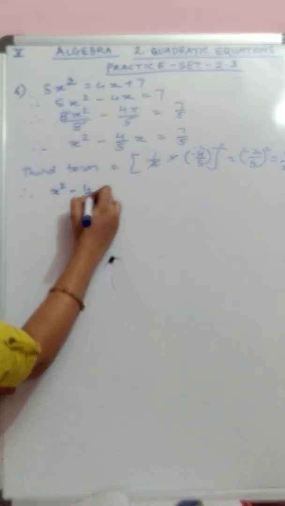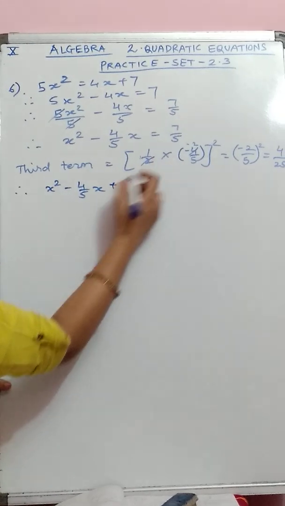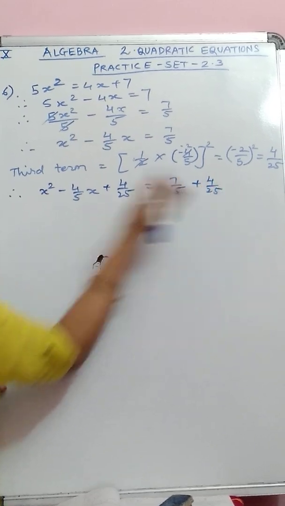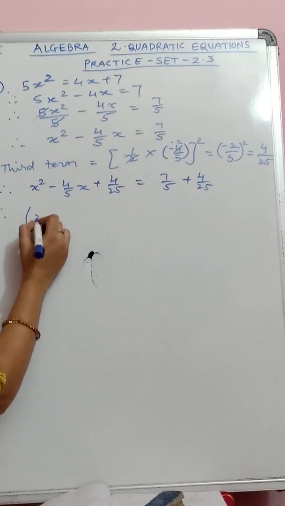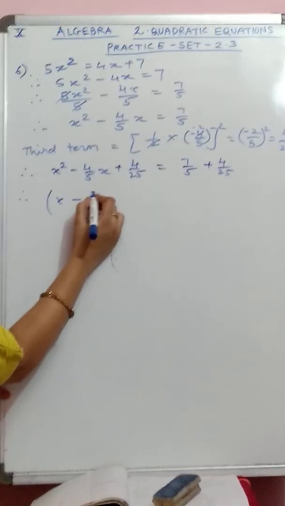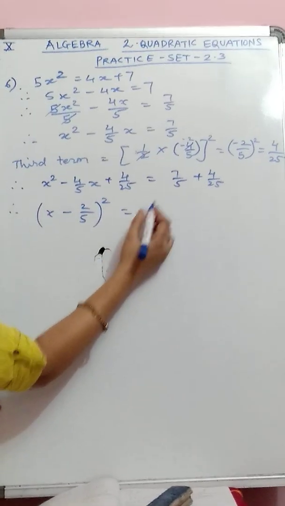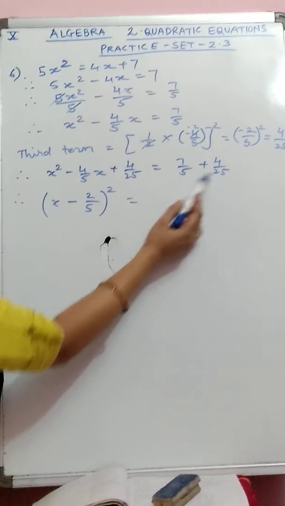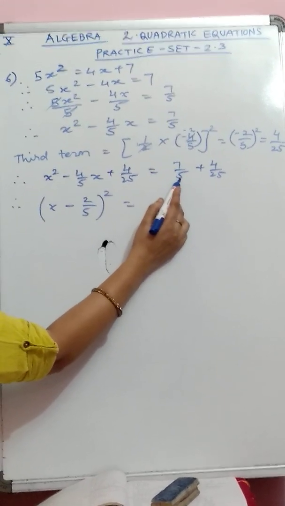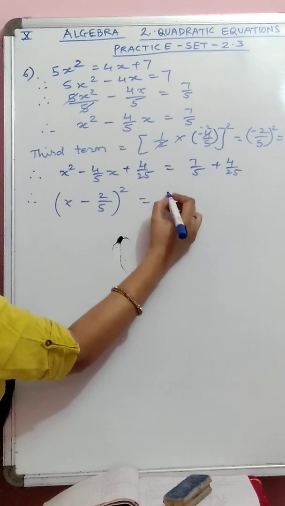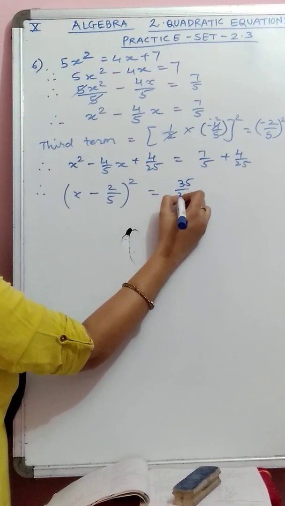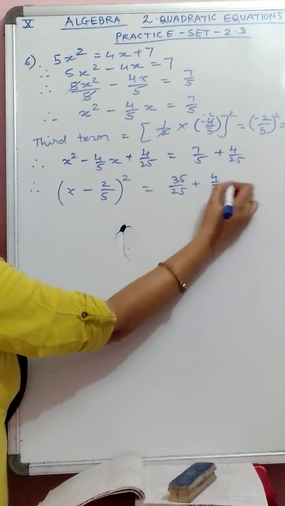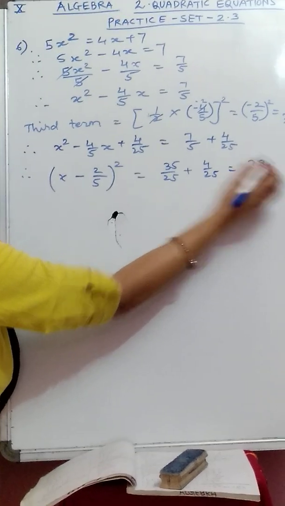X square minus 4 upon 5x, this much, and then plus 4 upon 25 is equal to 7 upon 5 plus 4 upon 25. Okay. Now completing square, the square root of the first term, sine of the middle term, and square root of the third term. This is the whole square, and see here I have to make it as 25. Otherwise I cannot solve it. If it is 25, I am going to multiply 5 both in numerator as well as denominator. It is 35 upon 25. See, 7 5s are 35, 5 5s are 25. Then plus 4 upon 25. I am getting it as 39 upon 25.